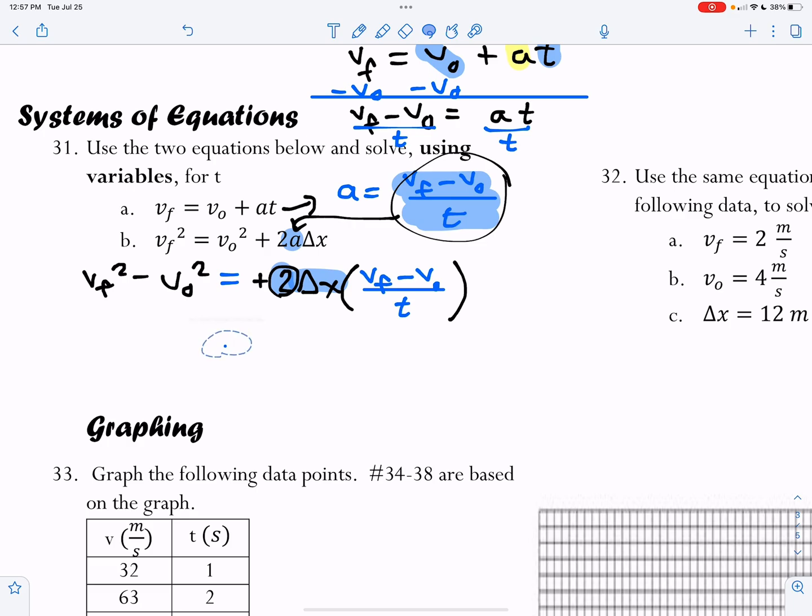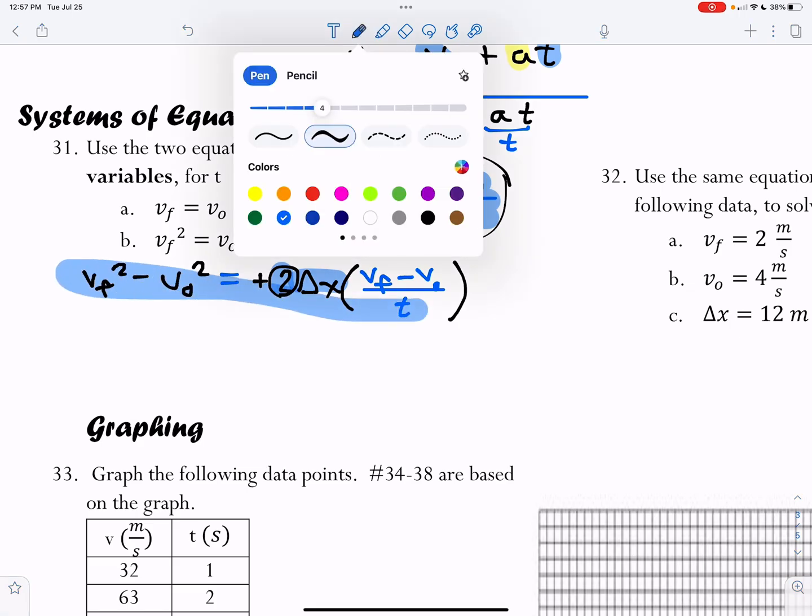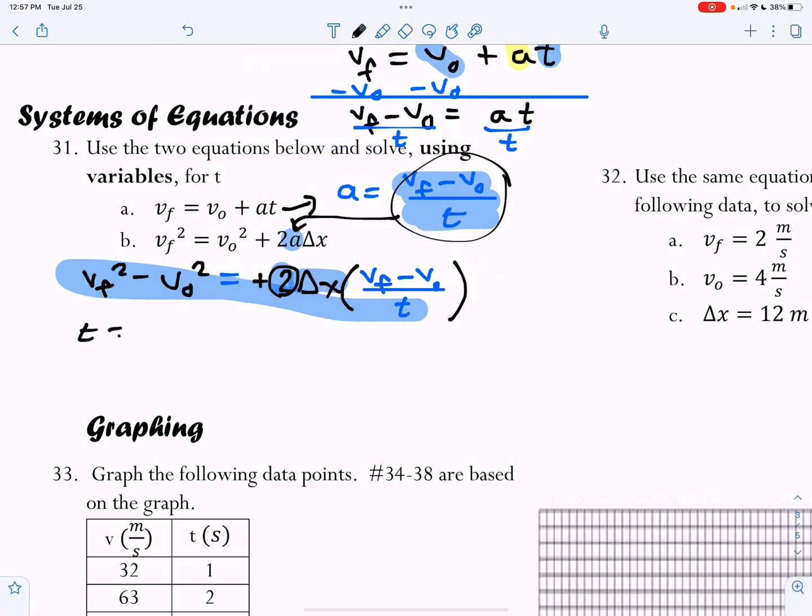Okay. Now I'm going to do a little bit of a switcheroo to solve for T. I'm going to switch T with the other side, and I get T by itself is equal to 2 times delta X, times V final minus V initial, all over V final squared minus V initial squared. Now you could leave it like this, but you could also simplify it and make your life a little easier.